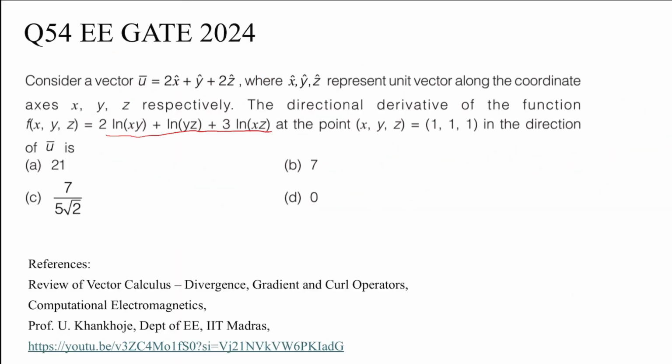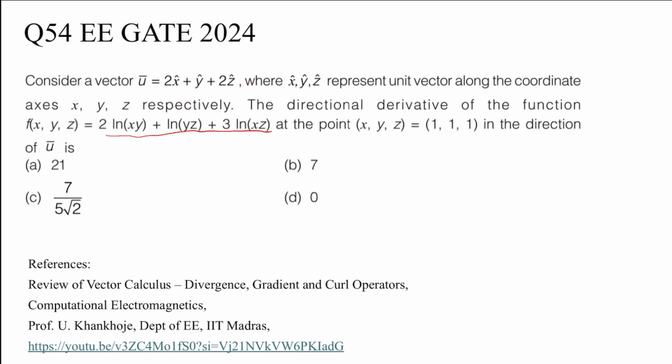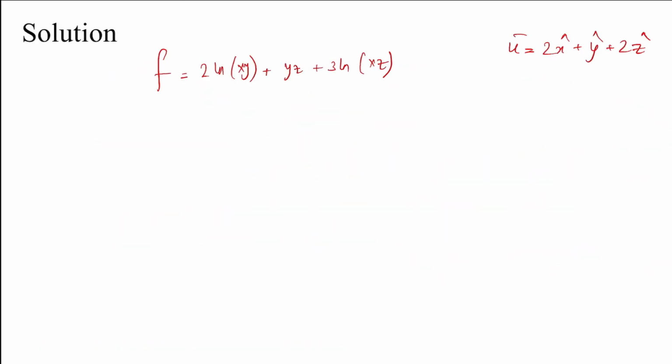So now coming to the solution, here the function is 2 ln xy plus ln yz plus 3 ln xz, and the direction is along this vector. Let us replace it by i cap, j cap and k cap, because these are the unit vectors and x, y, z are the variables, so you should not be confused.